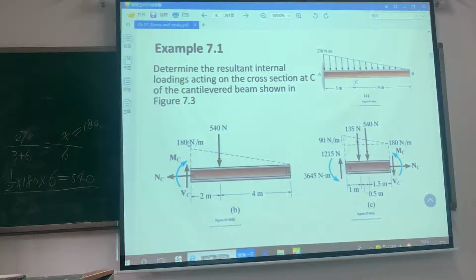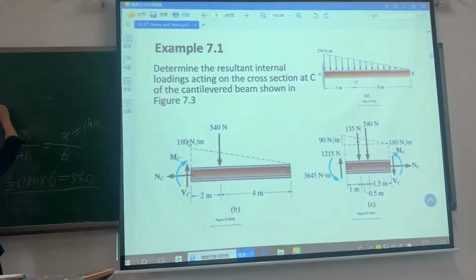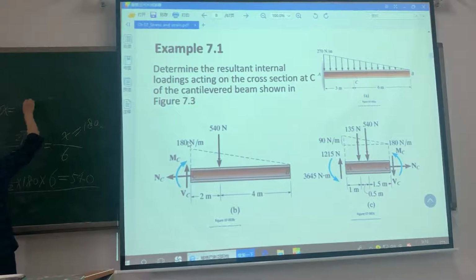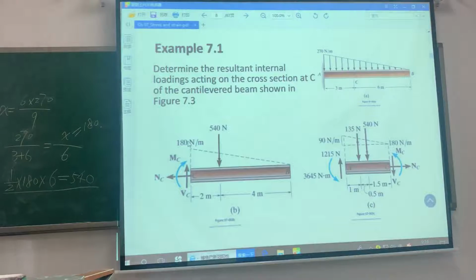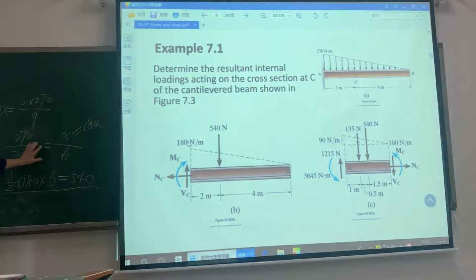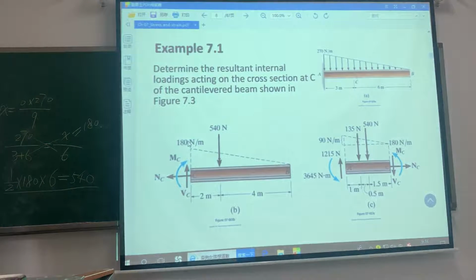How is this the answer? You don't know how this is the answer. How to get the answer? X equal 270 divided by 9, from the equation.